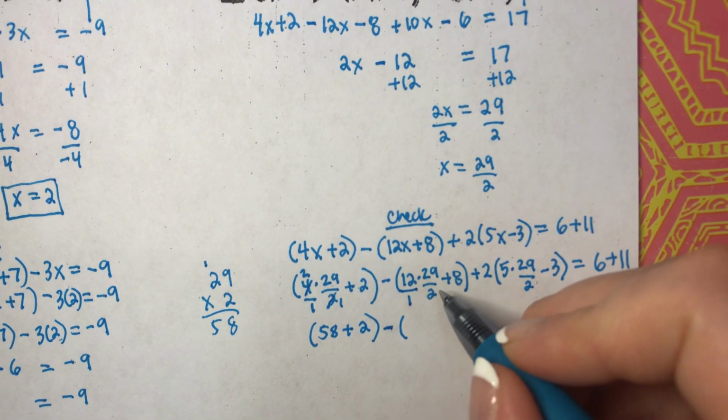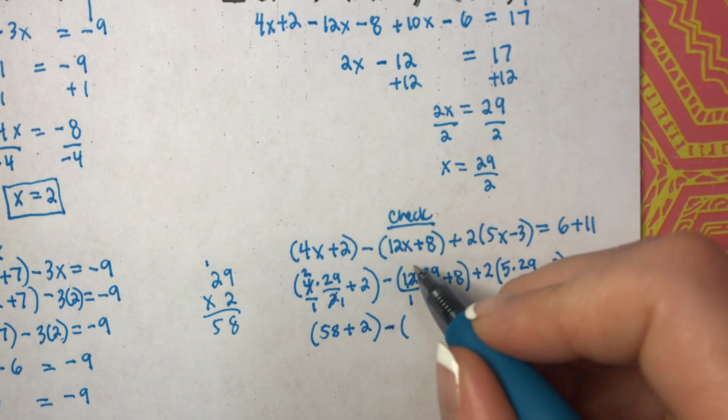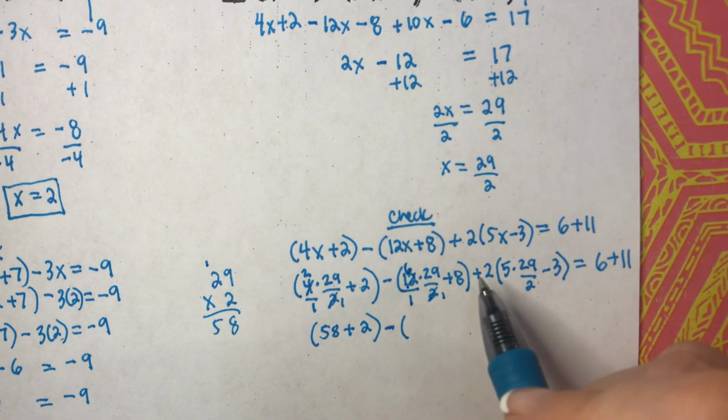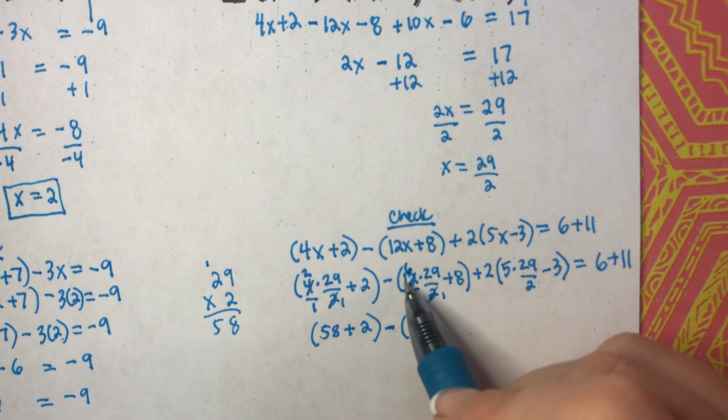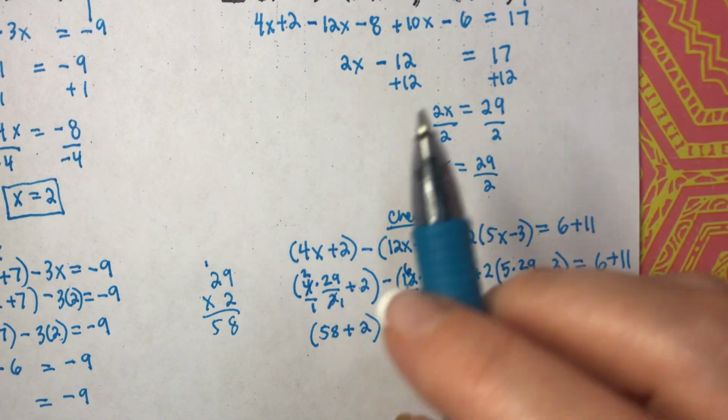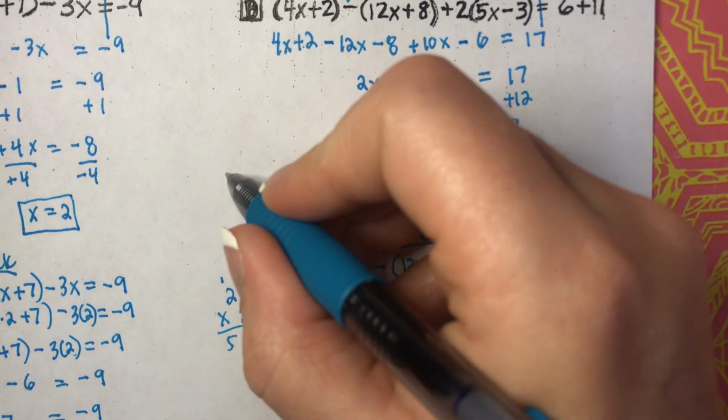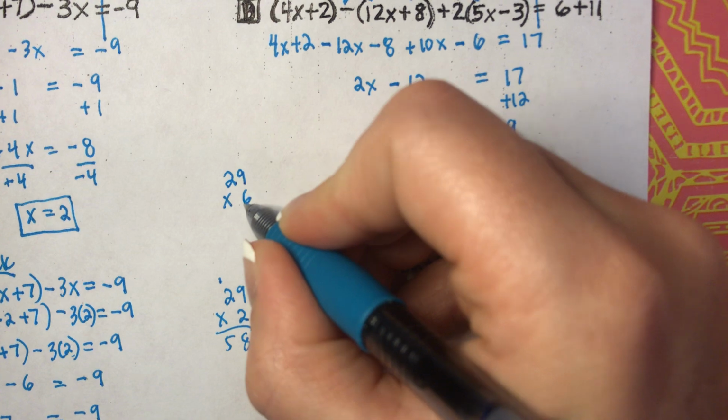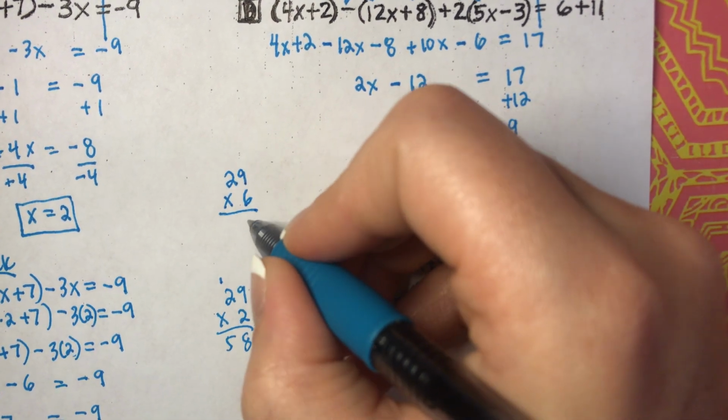Yes, there is 2. 2 goes into 2 one time. 2 goes into 12 6 times. And then we just multiply across. 6 times 29, I am not sure what that is, so I'm going to go up here and go 29 times 6. 6 times 9 is 54.